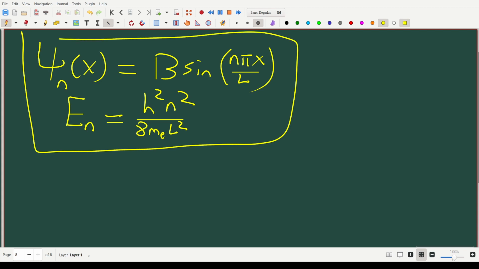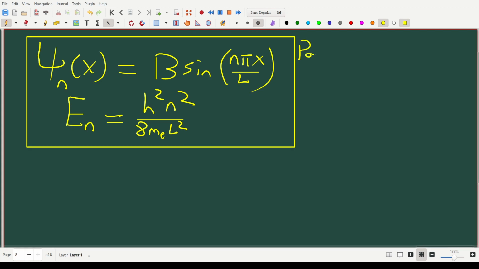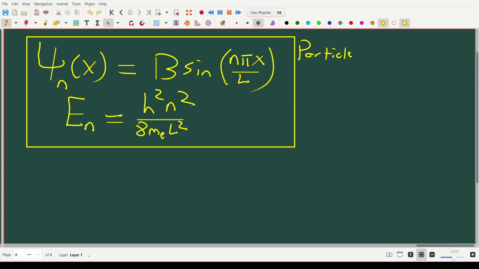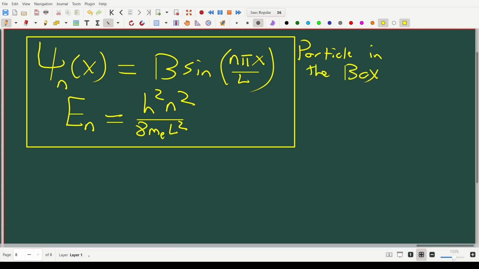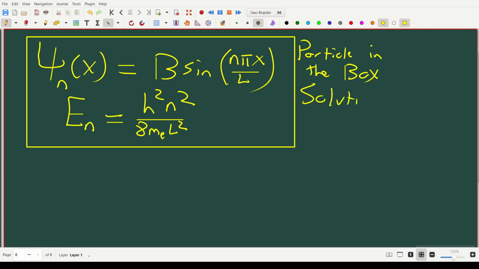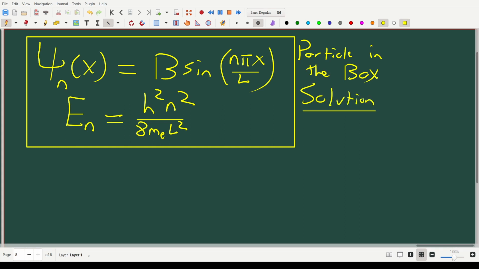These are our particle in the box solutions. There are an infinite number of them. Remember, there is infinite energy in this box. The energy of the particle can be anything. Well, it can be infinitely large. It has to be quantized, but it can be infinitely high. N can go as high as you want. So there are an infinite number of these, countably infinite. But every particle in the box has this solution and these energies. It's completely general and universal.